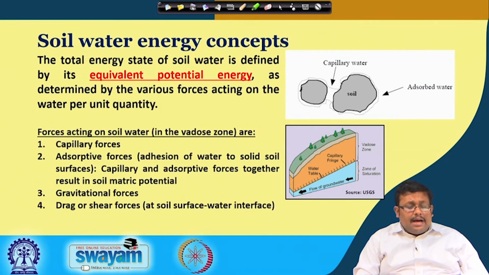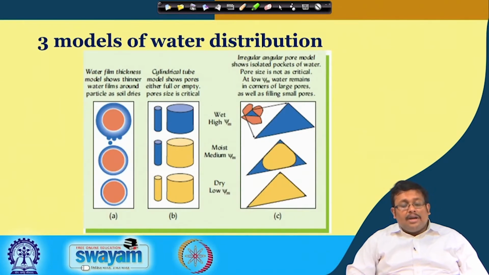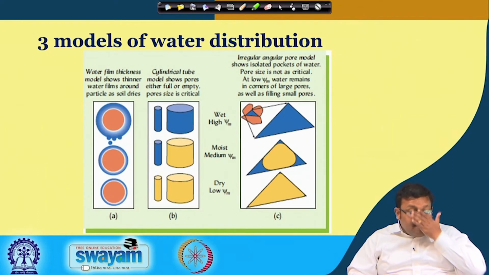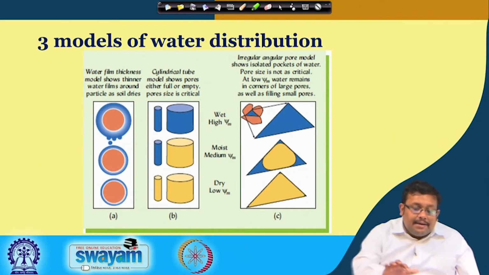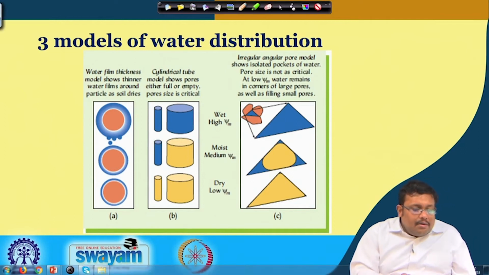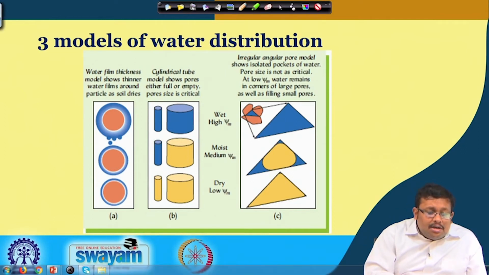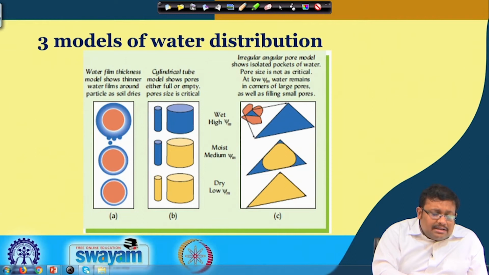So, let us see what are the three models of water distribution. The first model you can see here is called the water film thickness model, and it basically shows thinner water films around particles. When these are the particles, you see three different particles, and the thickness of the water films is continuously going down as we move from the first one to the second one to the third one.